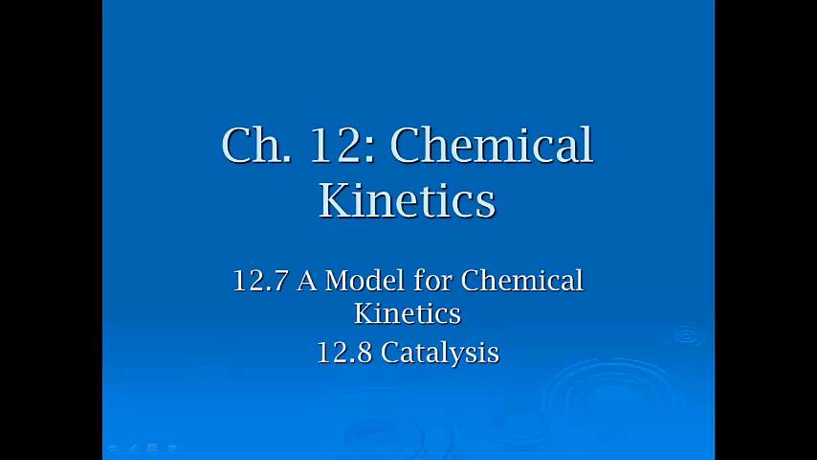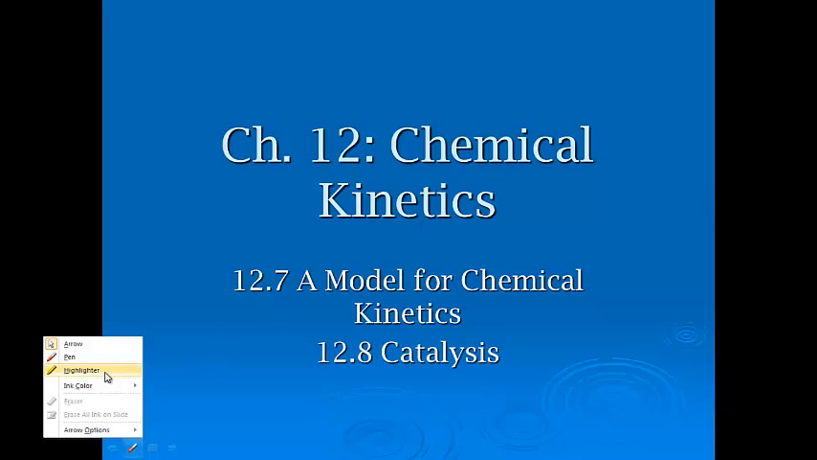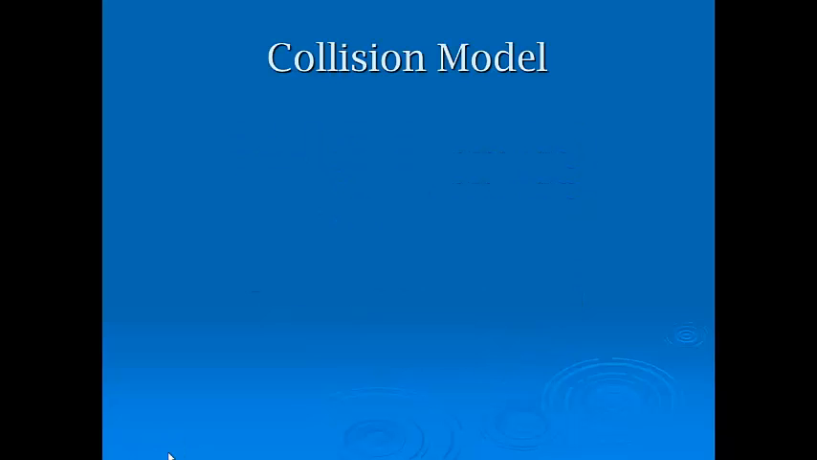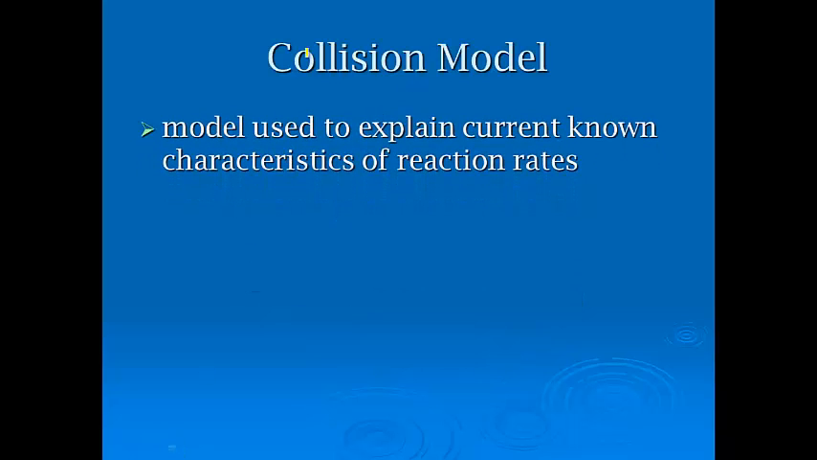Alright, we're going to finish up kinetics and talk about a model for chemical kinetics, as well as what we're going to refer to as catalysis, where we're going to talk about how a catalyst actually speeds up a reaction. Okay, so we have to talk about what's called the collision model, and I've touched on this before, but it's a model to explain the characteristics of reaction rates.